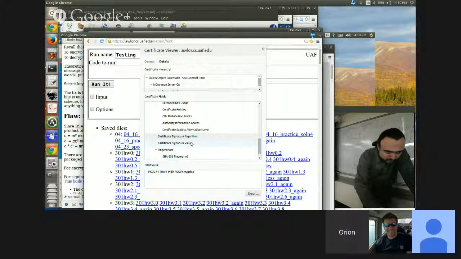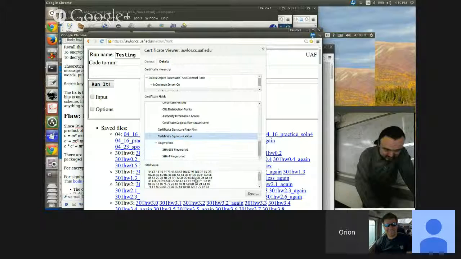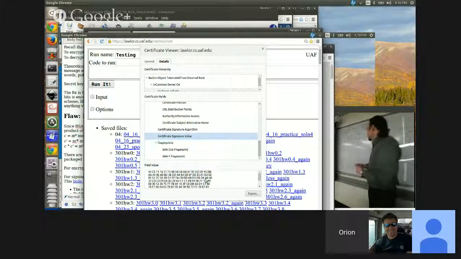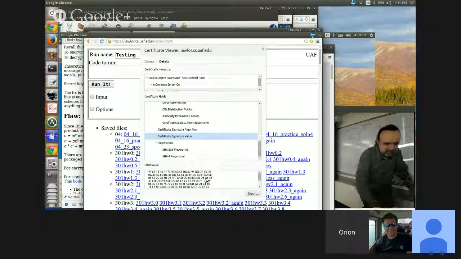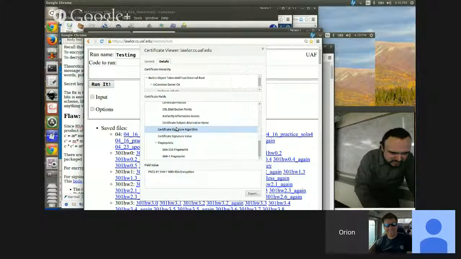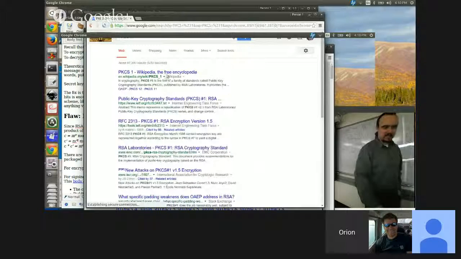That's actually all we do. So I've built a certificate signature value, and this is really just the hash raised to a value. Again, the hash is actually acting as the message padding. PKCS1, I should be able to tell you more about that. What is PKCS1?